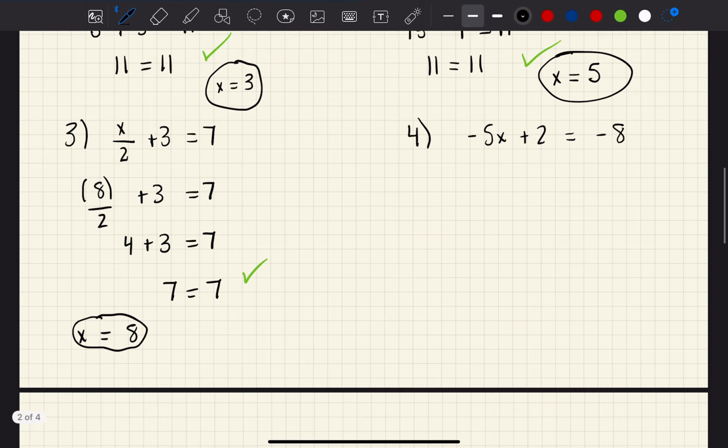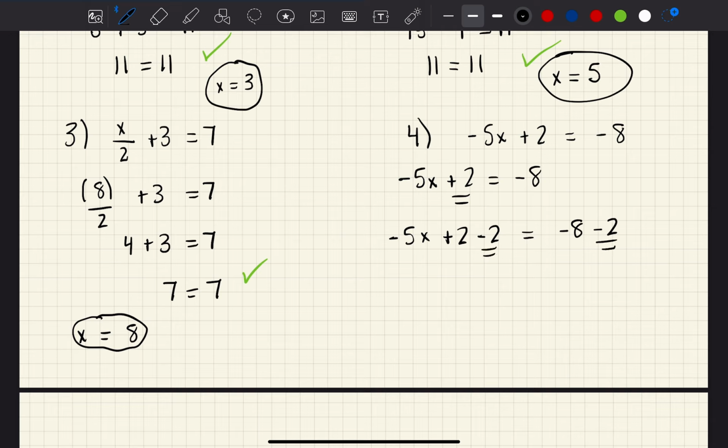Okay, in our last example, we have minus 5x plus 2 is equal to minus 8, or negative 8. So our first step, like mentioned above, is getting rid of that addition. We have negative 5x plus 2 minus 2, because we have to do the opposite, is equal to minus 8 minus 2. Because what we do on one side, we have to do to the other side. Those 2's are going to cancel. We're left with negative 5x is equal to minus 8 minus 2, which is negative 10.